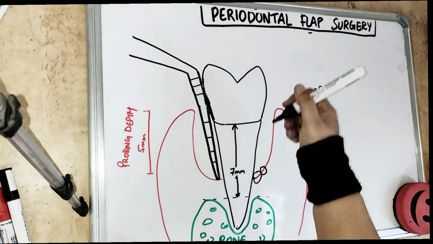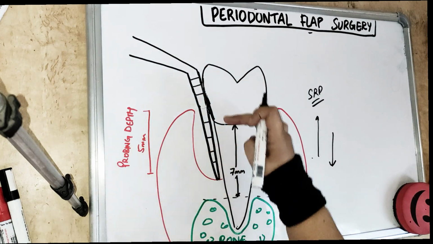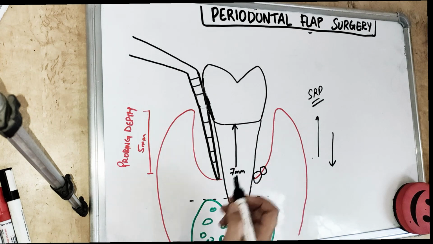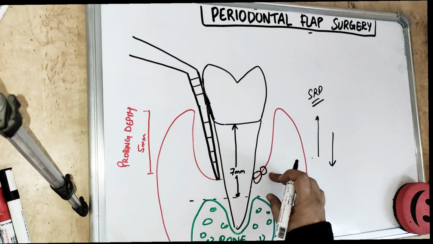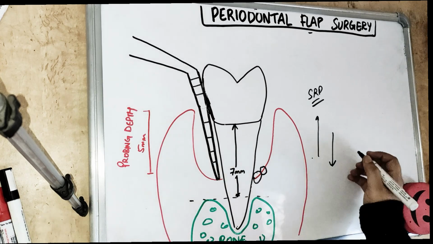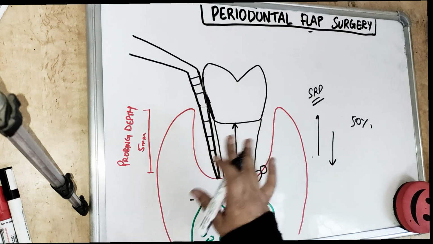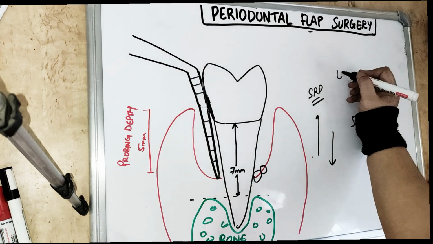So guys, the value of the probing depth tells us about the pocket. If probing depth is 5 millimeters, that doesn't mean that up to the crest it is 5 millimeters, because there is going to be a little bit of soft tissue also. So almost 50% of the support is lost, and this was told by Lindhe.